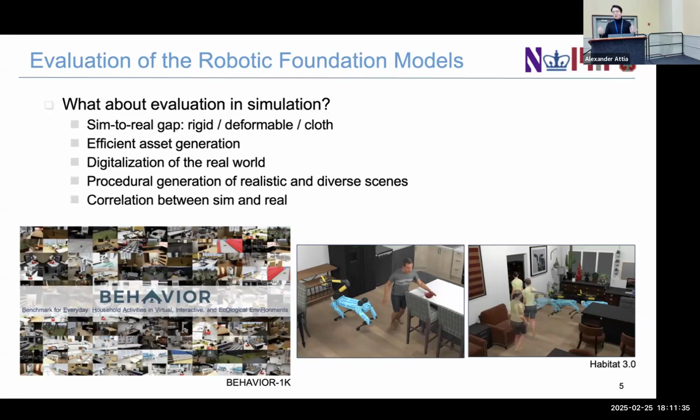And obviously, people still don't have a concrete answer for the correlation between the simulation and the real world, meaning how much the lessons we learn from doing evaluation in simulation generalize or transfer to the real world to guide us to do better development of these robot learning systems. So we are really calling for the ImageNet for embodied AI.